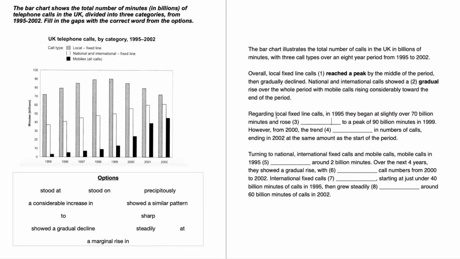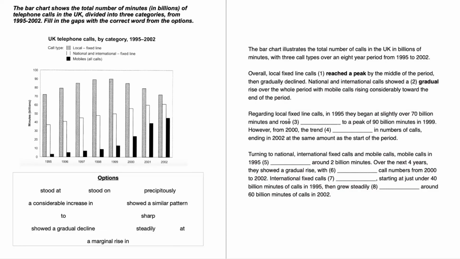Let's move on to our first body paragraph regarding local fixed line calls. In 1995, they began at slightly over 70 billion minutes and rose blank to a peak of 90 billion minutes in 1999.